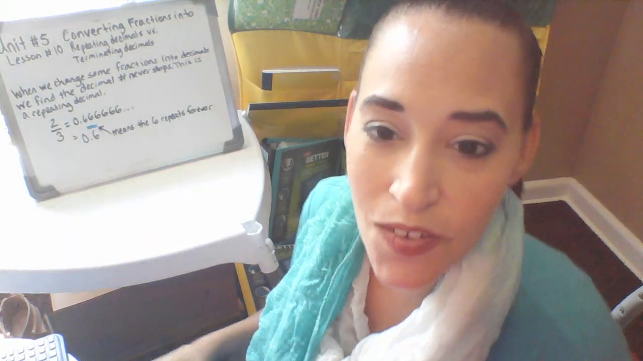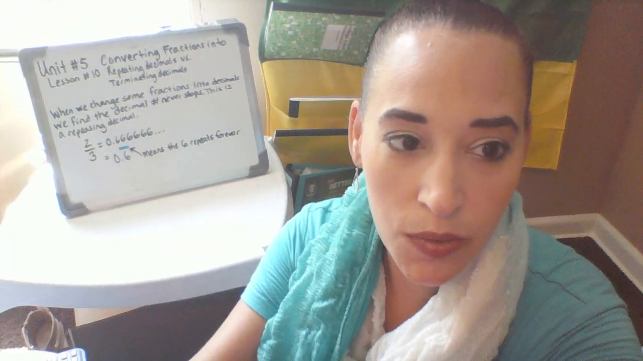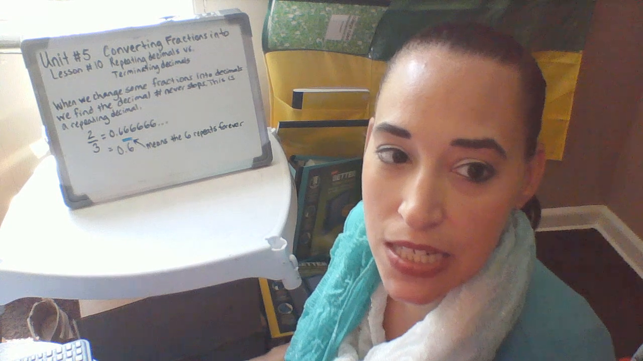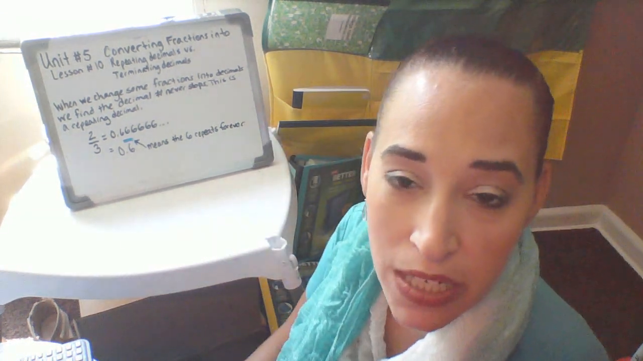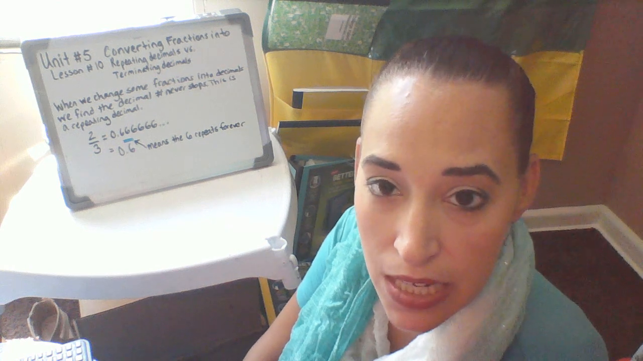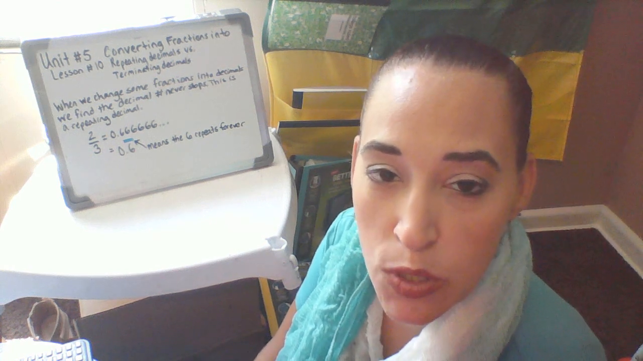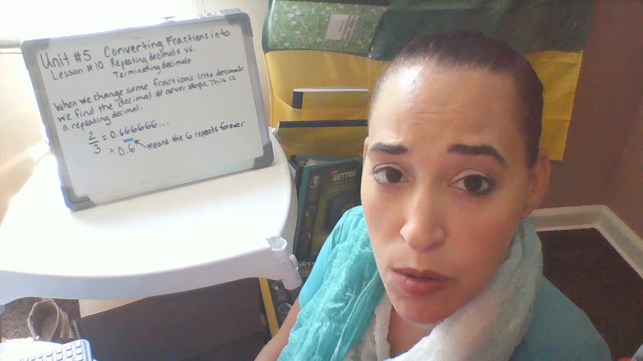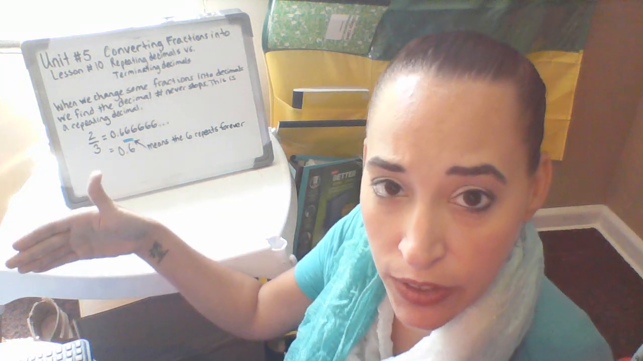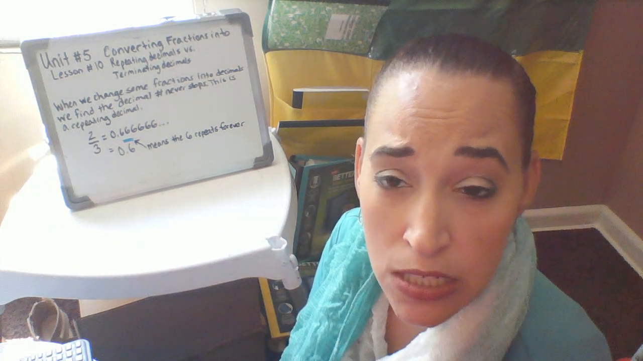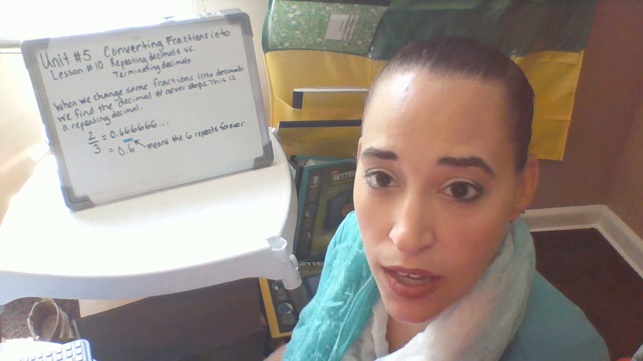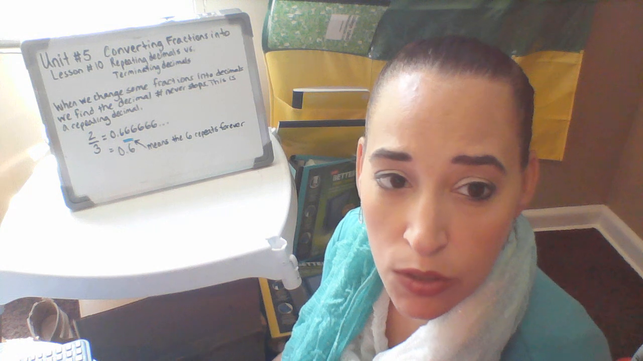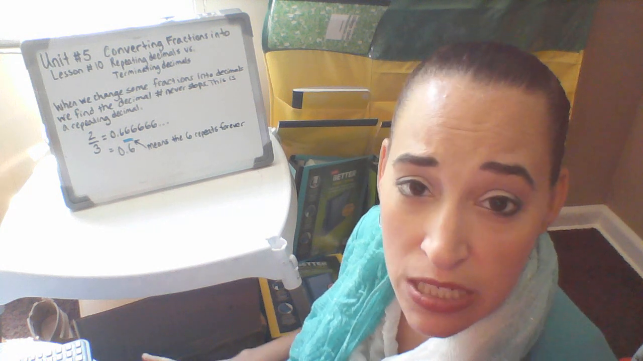Hi friends, so this lesson we are doing is Unit 5, Lesson 10, and I'm just asking you, is the decimal considered a repeating decimal or a terminating decimal? So a repeating decimal is where a number or multiple numbers repeat on and on forever, or a terminating decimal just means that the decimal ends, okay? So it comes to a conclusion. So let's look at some examples.